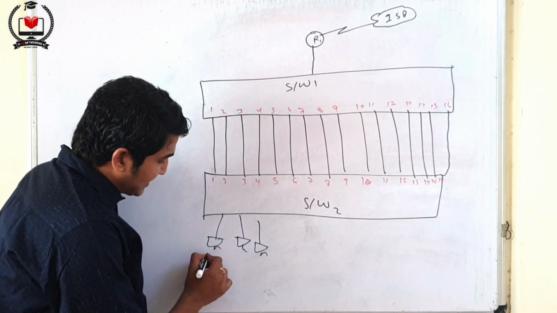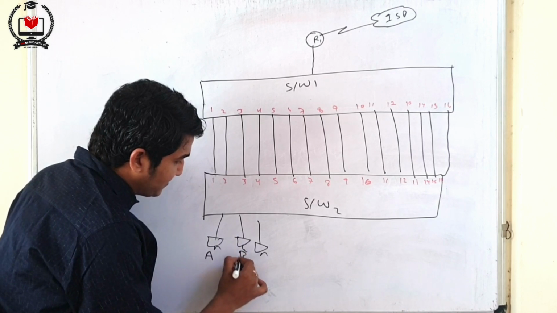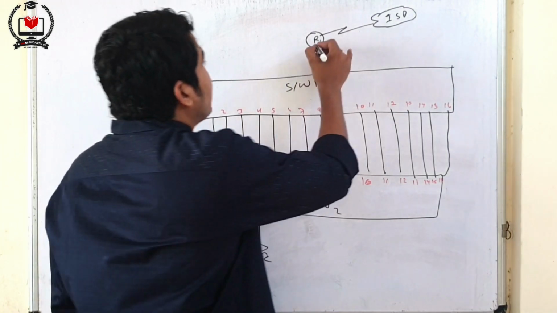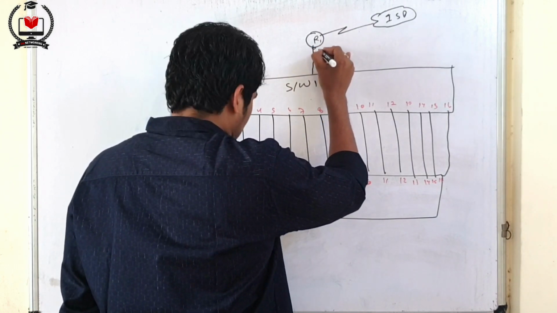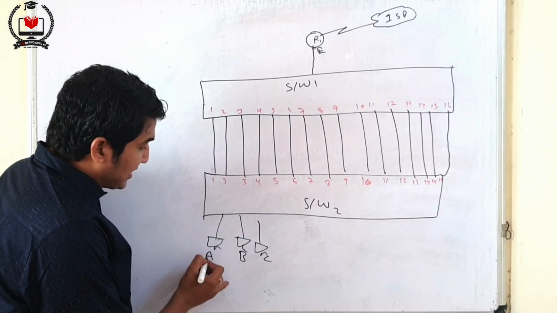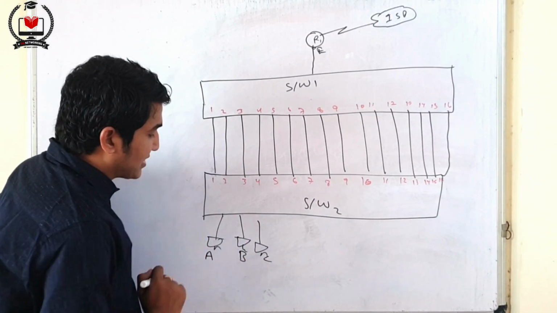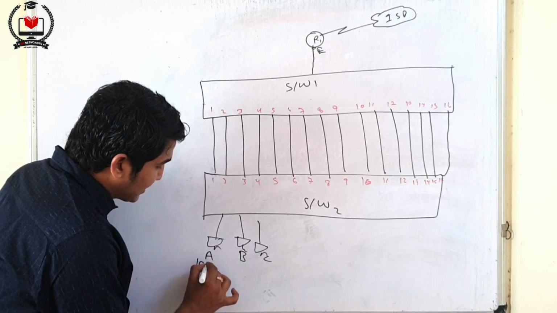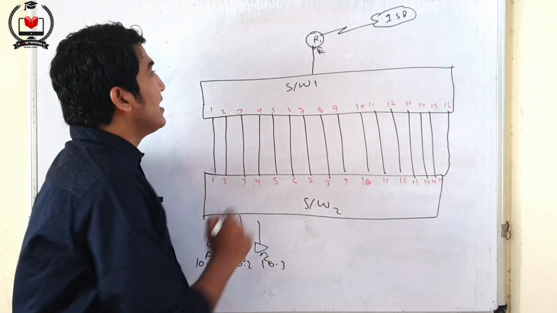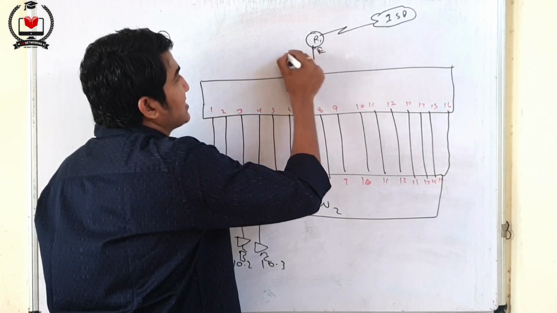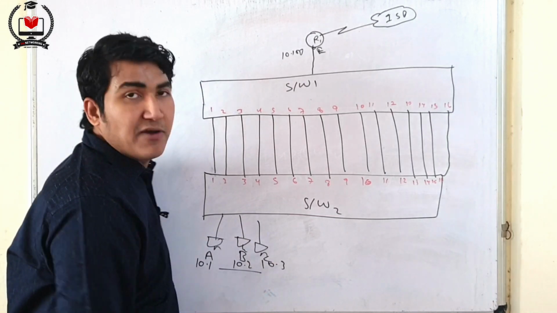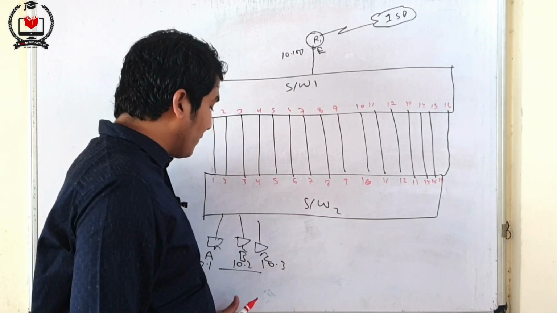Okay, suppose the MAC address of this machine is A, of this machine is B, and of this machine is C, and the MAC address of this interface is, let's say, E. Suppose the IP address of these computers is 10.1, 10.2, and 10.3, and the IP address of this interface is 10.100. So this IP address will become the default gateway for all users, yes or no?